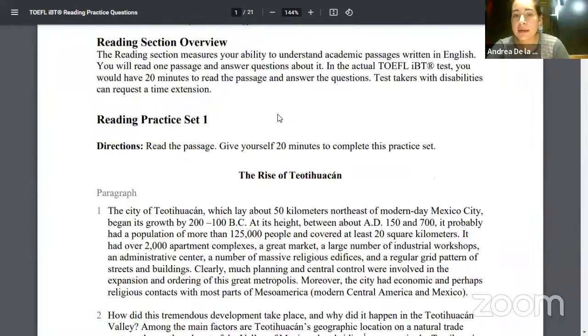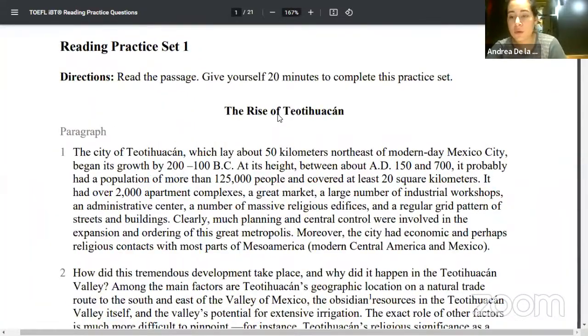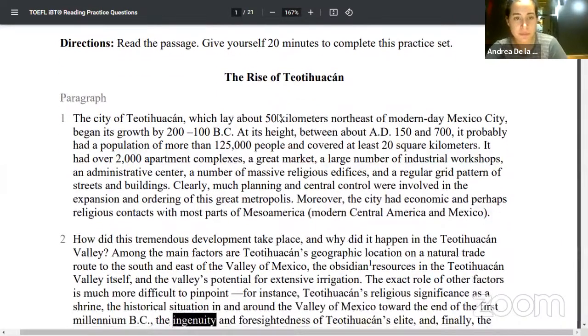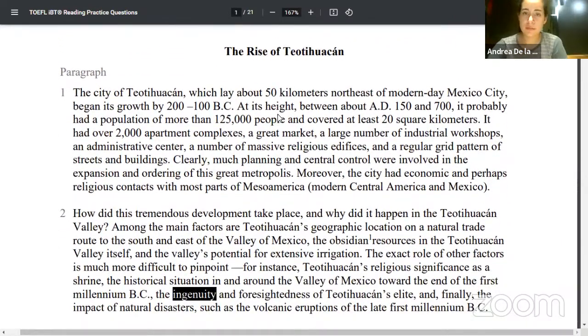First thing, let's read the title. It says The Rise of Teotihuacan. What do you guys think this is going to be about? History. Great. Good guess. Probably history. This is probably Mexican culture. I don't know. What does the word rise mean? Like an origin, or like a sort of material, maybe. Okay. You sure? Any other opinions?